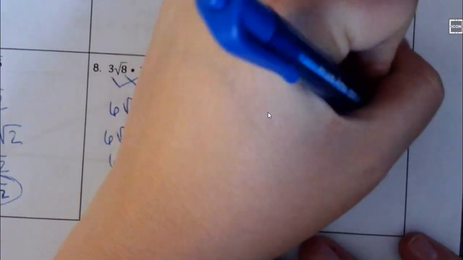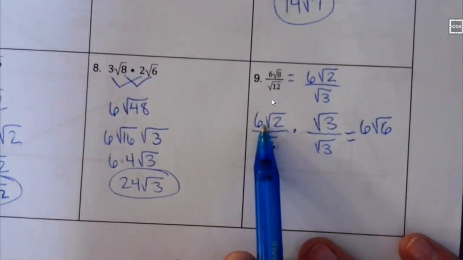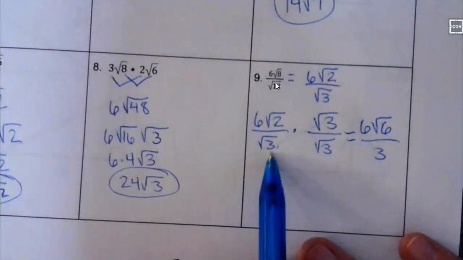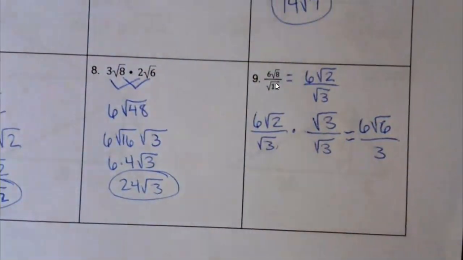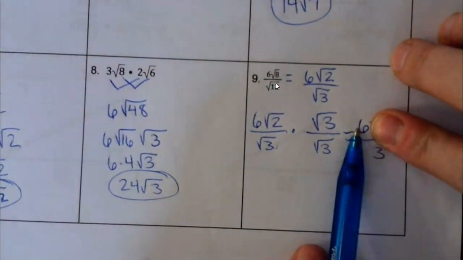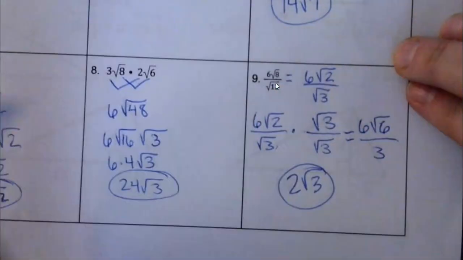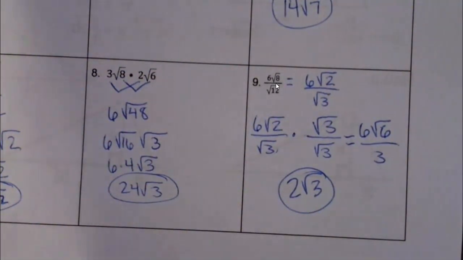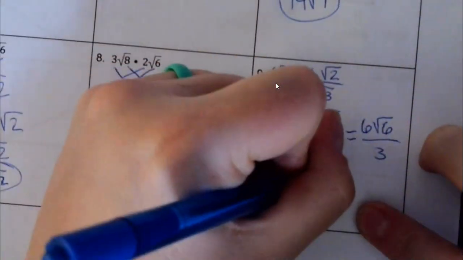So 6 root 6, we're going to multiply across. Can't do anything with this, but you can multiply 2 times 3 to get that. And then 3 is right here. Root 3 times root 3 is 3. And then you're like, oh, I'm done. No, you're not. You can simplify 6 divided by 3 to get 2. And it's not 2 root 3. Don't do that. It's 2 root 6. Just bring that square root down.